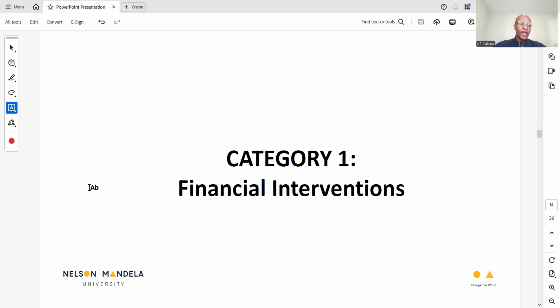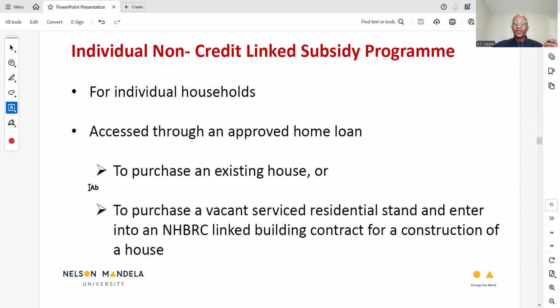The first category is where there are financial interventions by the government, and a portion of the 11 subsidy programs will fall into the financial intervention category. These include the individual non-credit linked subsidy program. This is for individual households, and it's accessed through an approved home loan to purchase an existing house or to purchase a vacant land service stand and enter into an NHBRC linked building contract for construction. So this is effectively credit, non-credit linked subsidy, which the government provides for qualifying beneficiaries.